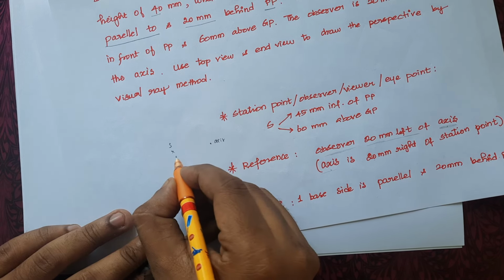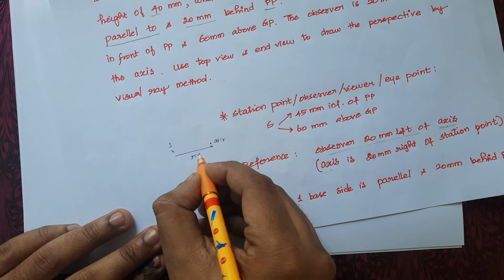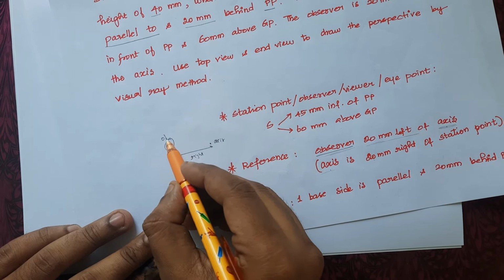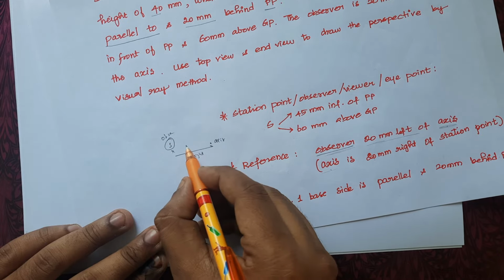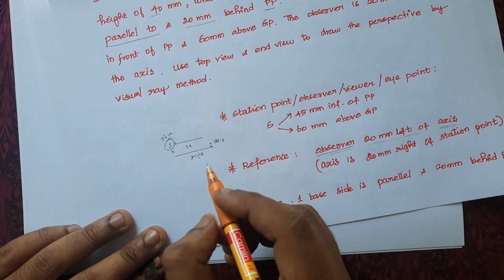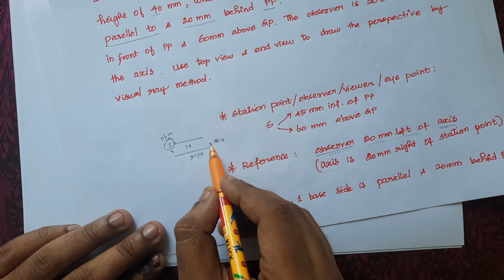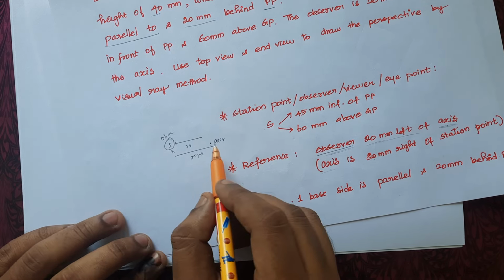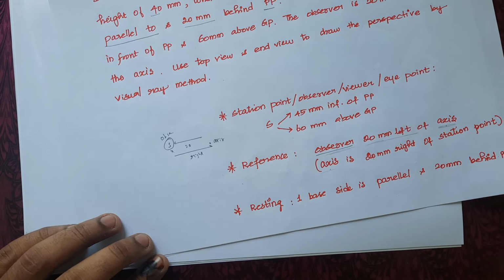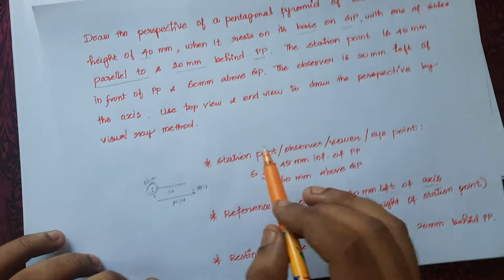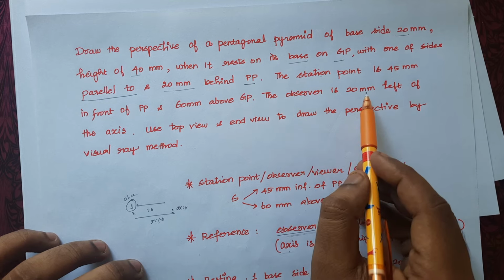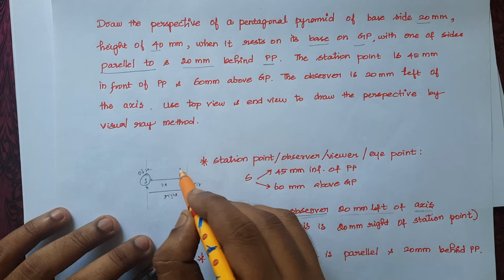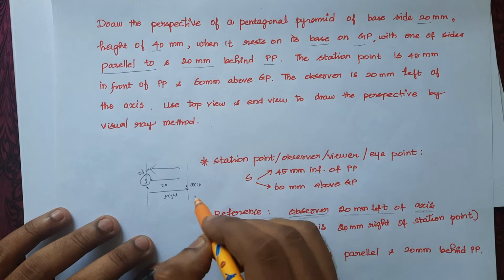So this is the station point. The axis is on the right side. They have mentioned observer, that means station point only. The observer is 20 mm left to the axis. Both are the same. If they have mentioned the axis is right of the observer or the observer is left of the axis, both are the same only. We have to be careful how the statement is given. Here the statement is given, observer is 20 mm left to the axis. So this is the observer, this is the axis. The observer is on the left side of the axis.